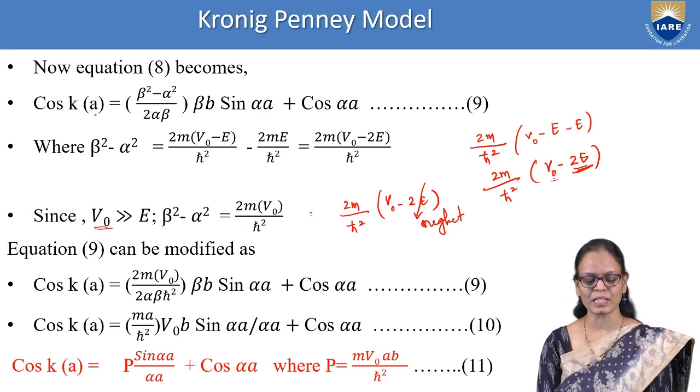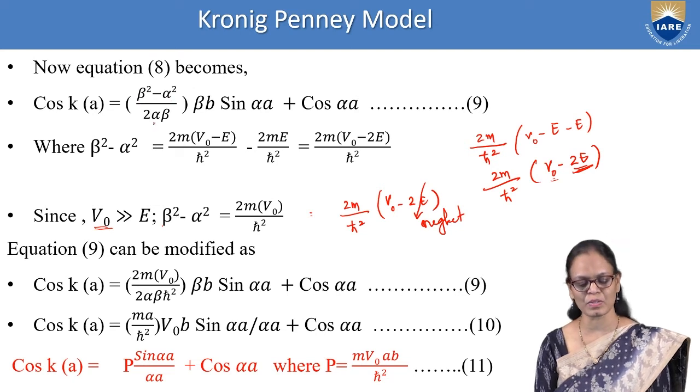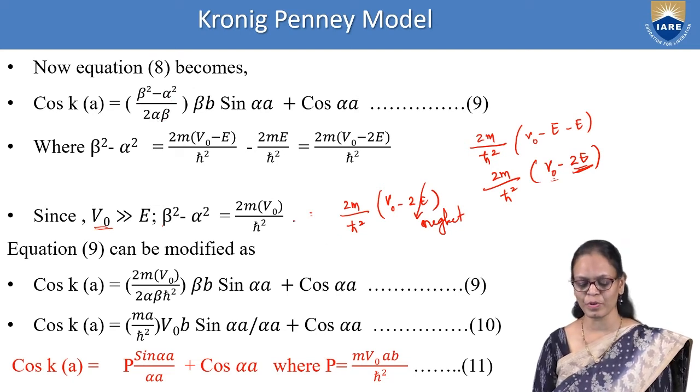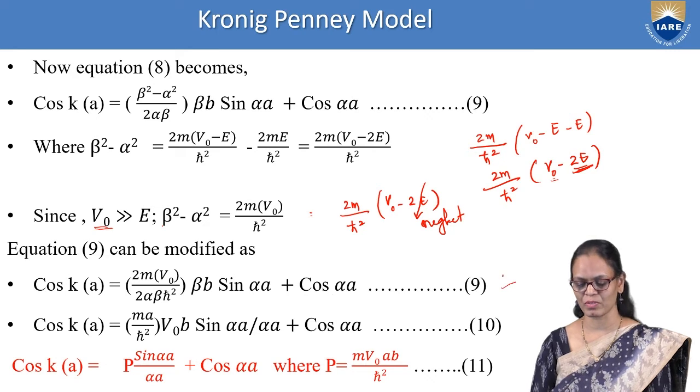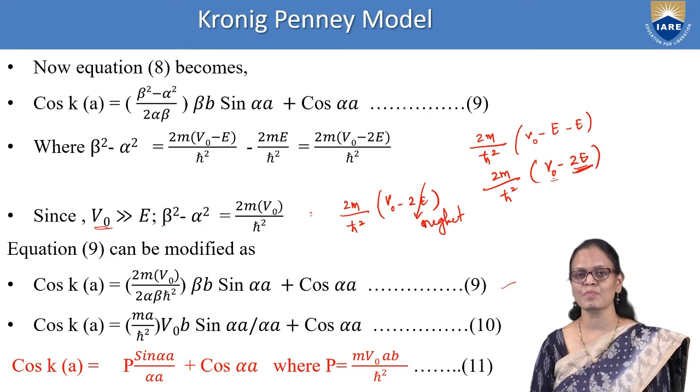So how do you write this expression now? Cos ka is equal to, in place of beta square minus alpha square, we will put 2m V naught by h cross square. In the denominator we have 2 alpha beta into beta b, times sin alpha a plus cos alpha a. This becomes equation 9, the same thing after substituting.